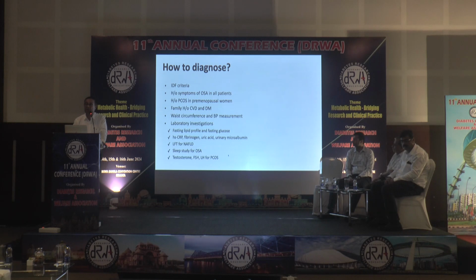So how to diagnose it? The important thing is you have to see the patient and you can say that this patient is having metabolic syndrome. Seeing a patient, examining a patient will tell you what all things you are actually looking into him. So history of symptoms of OSA in all patients, PCOS in premenopausal women, family history of premature CAD and diabetes, waist circumference and blood pressure measurement, laboratory investigations like fasting lipid profile, fasting glucose, hsCRP, fibrinogen, uric acid, urine microalbumin, LFT for NAFLD, sleep study for OSA, and testosterone.